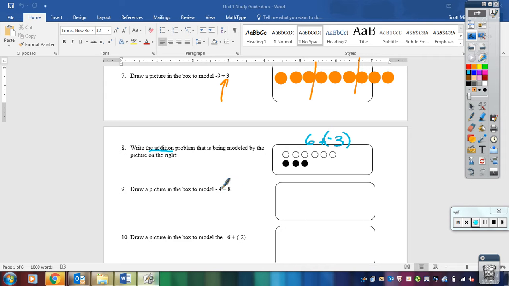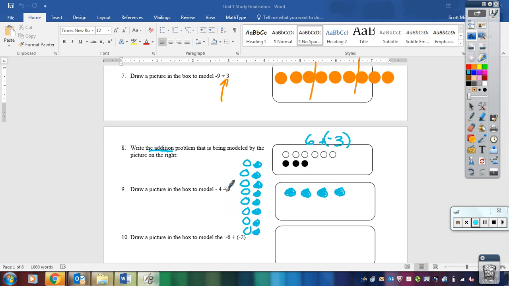Start with 4 negatives. Start with the first number. 1, 2, 3, 4. And it says to take away a positive. Well, guess what? I have no positives. That's a 0 pair. That's 2 0 pairs. That's 3. That's 4. That's 5. That's 6, that's 7, and that's 8 zero pairs. So now I have 4 and a whole bunch of nothings, which means I still have 4.